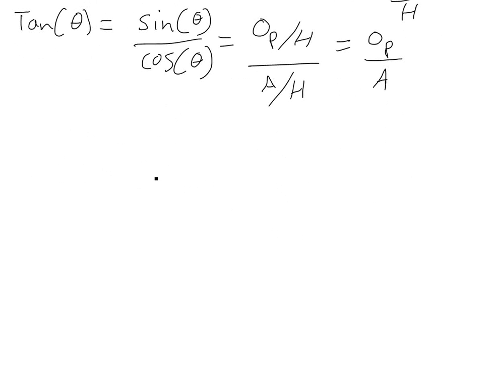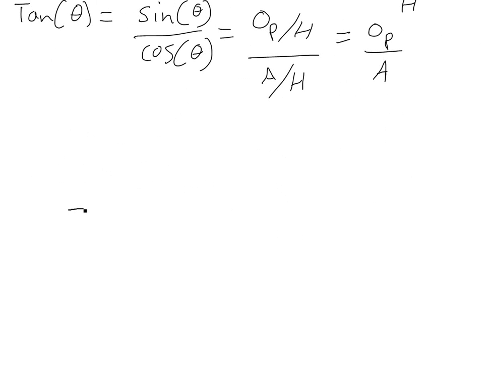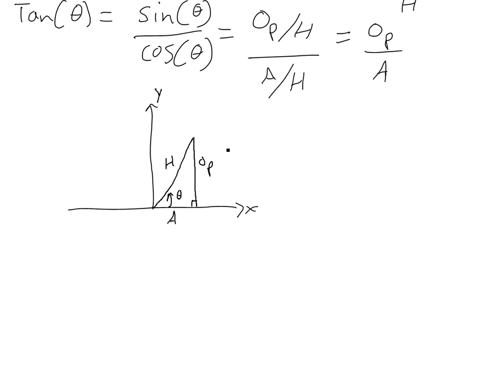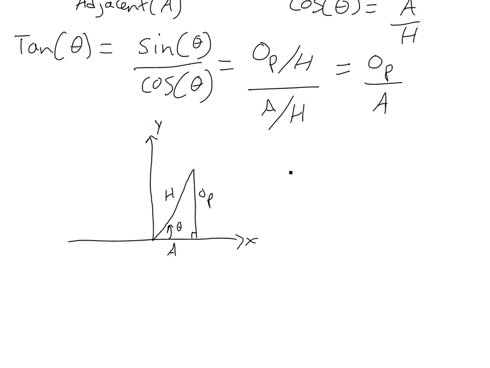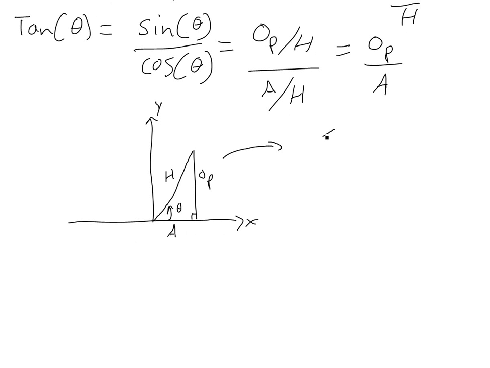Okay, now if we were to calculate these angles, let's draw an x-axis and a y-axis. Let's say we have an angle here that is less than 90 degrees. This is H, this is OP, and this is adjacent. Again, this is theta. If it's less than or equal to 90 degrees, or pi over 2, we just use these regular definitions.